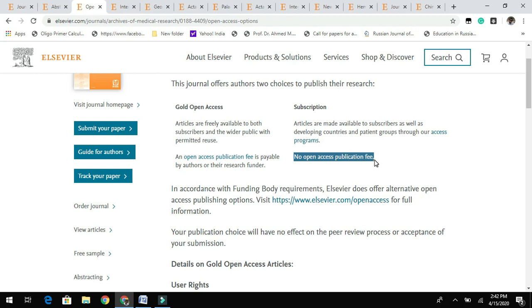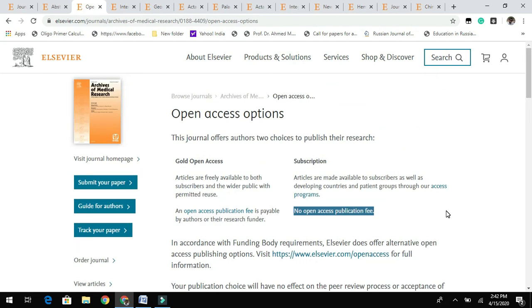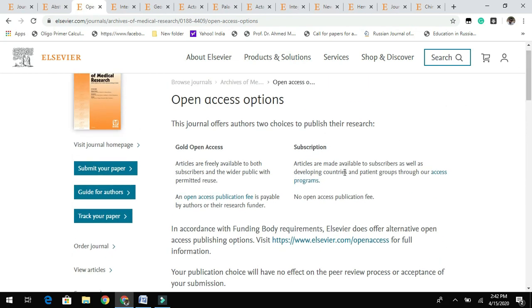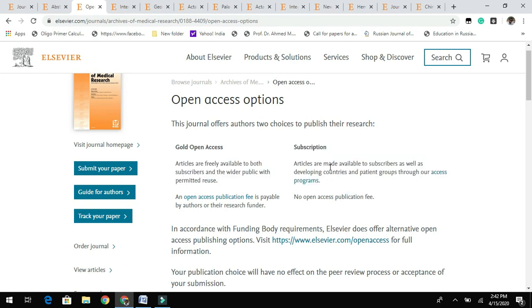So there will be no open access publication fees, where only the subscriber or library which has the subscription for this journal will be having this open access policies. So it's better if you could choose this option, where the articles are made available to subscribers as well as developing countries, but no author publication fee is applicable to this journal.